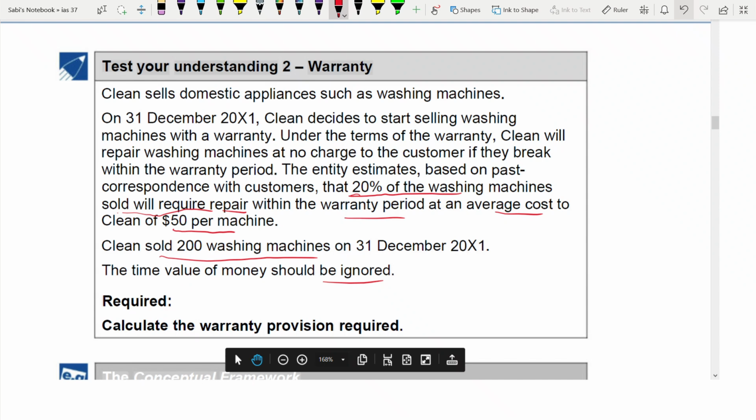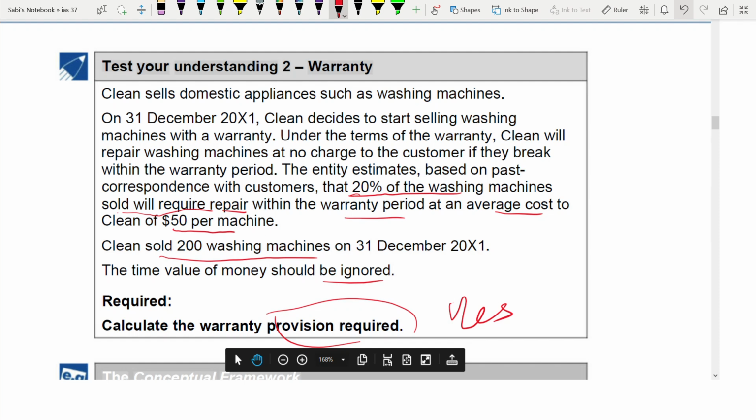Before you calculate the provision, tell me whether a provision will be recognized or not. That is the first question you need to ask. Should a provision be recognized? If yes, then only it comes to the calculation of provision. Otherwise, you have to say provision is not required. So here, is a provision required, yes or no? It is yes. Provision is required.